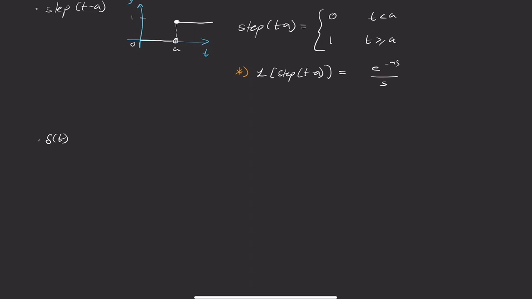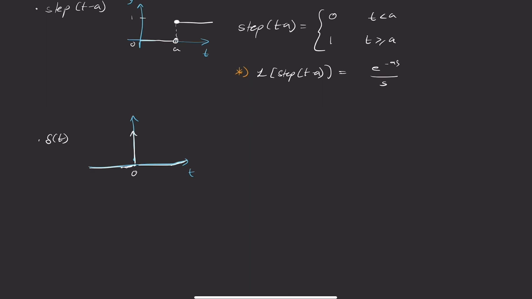Okay, next function, the Dirac delta. The funny thing about the Dirac delta is that it's not actually a function, it's what we call a functional. That's because we don't define the Dirac delta using an algebraic equation like with everything else. We use a definition. So it is 0 everywhere on its domain, except at t equals 0, where it jumps up to infinity.